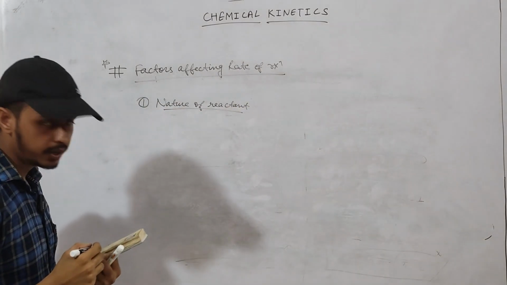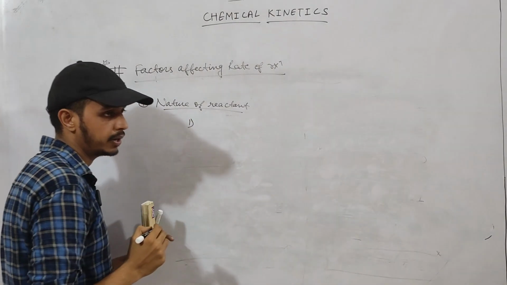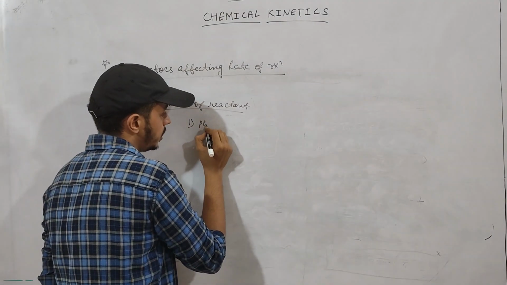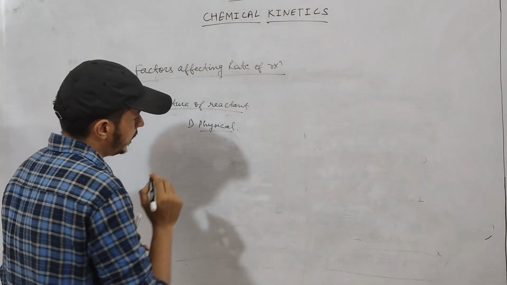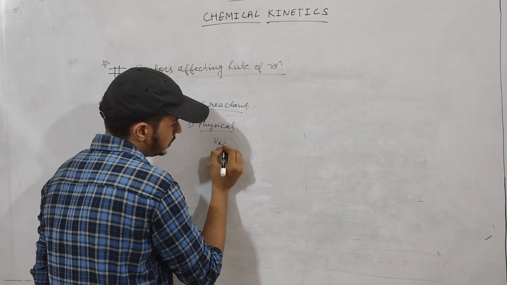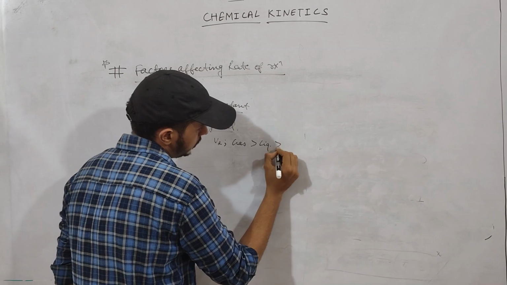In the nature of reactant, we will study its physical property and its chemical property. In physical property, we will write the rate of reaction as physically gas, then liquid, and then solid.